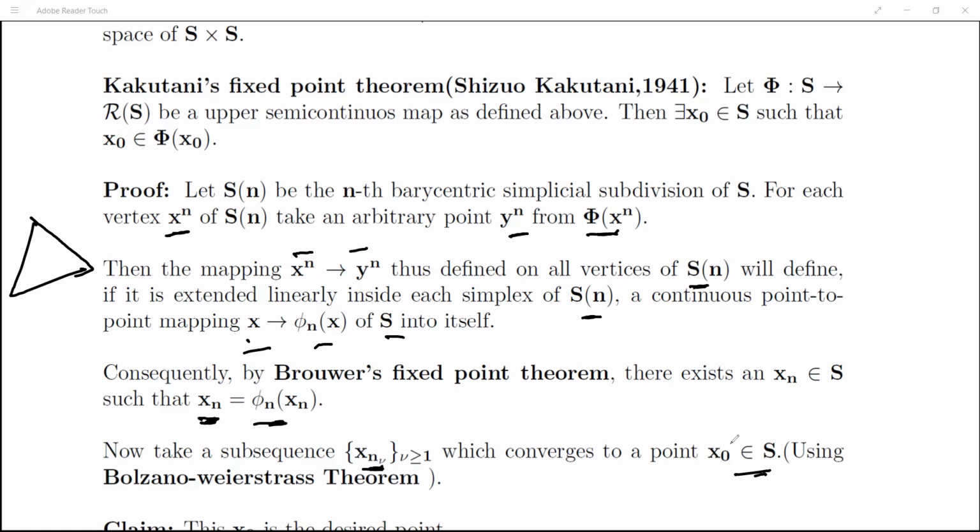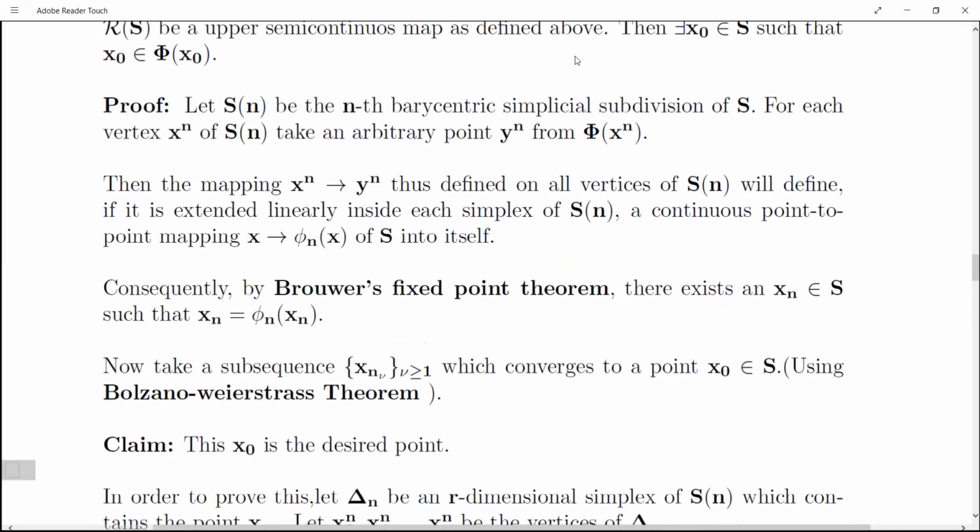So for each map phi n, I am getting a fixed point, let's say x suffix n. And that sequence of points will have a convergent subsequence which converges to some point x0 belonging to S. And as you can guess, my claim will be that this x0 is my desired point. x0 is the desired point. So the idea is clear for everyone.